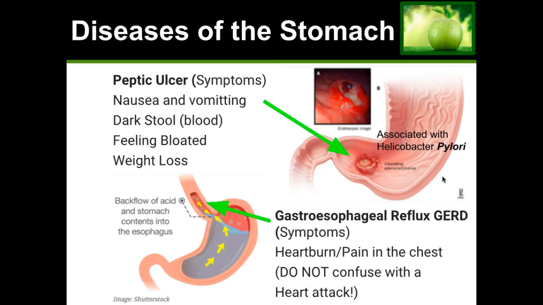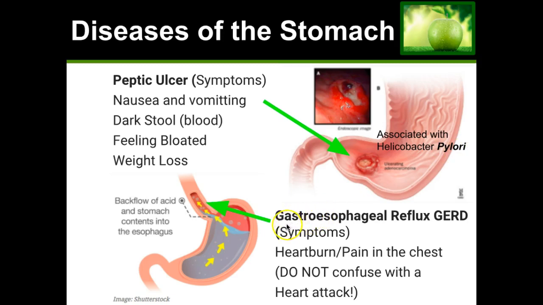There are diseases of the stomach. I've shown two of them here. One is peptic ulcer. Peptic ulcers have the symptoms of nausea, vomiting, dark stool because of blood entering the stool, feeling bloated, and weight loss. Peptic ulcers are where holes are eaten away through the mucous lining of your stomach and into the tissue below. They are typically associated with infections with Helicobacter pylori, which is a bacteria.